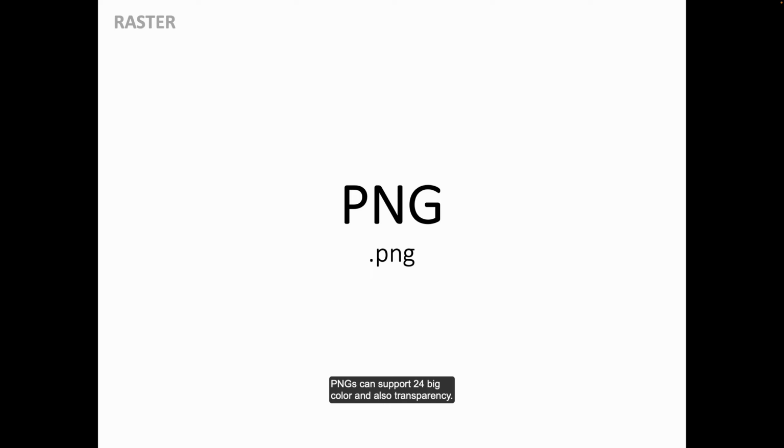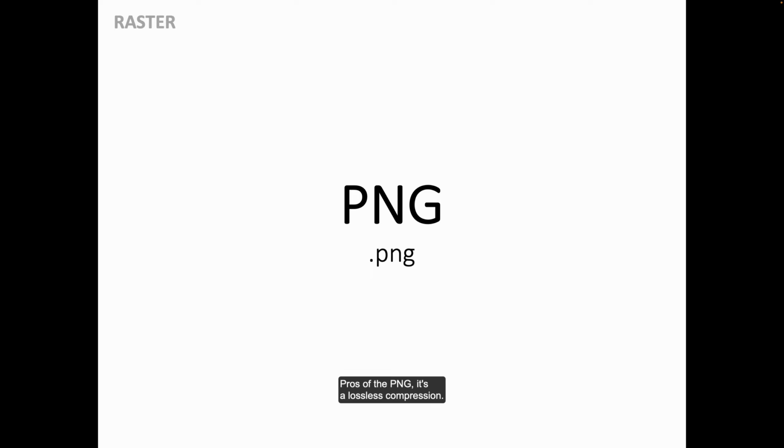PNGs can support 24-bit color and also transparency. So we can use a PNG for color images, for grayscale images, both with or without alpha channels. Alpha channels are where we get the transparency. PNGs are not specifically designed for print, so they're better for an image that's going to stay in an online format. PNGs are really better at compression than a JPEG.